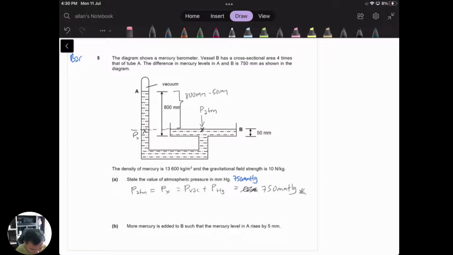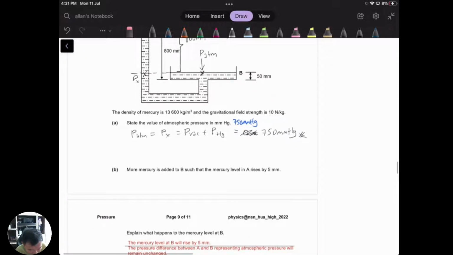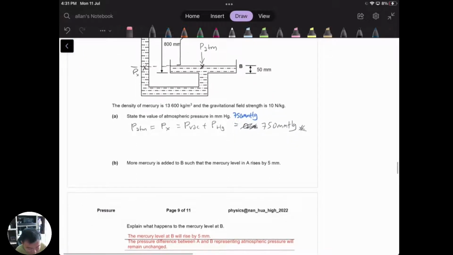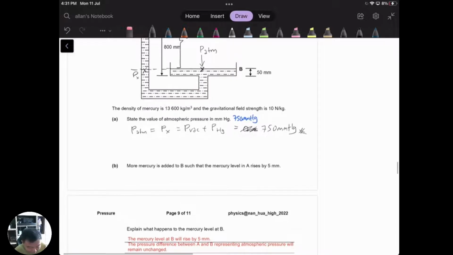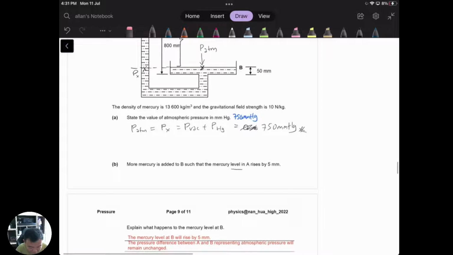Alright. Now, in part B, if we add more mercury into the area B, just by simply pouring more mercury inside, what will happen is this. The mercury level at B will definitely increase. Okay, so if you are being told that the mercury level in A rises by 5 mm, the mercury level at B will also rise by 5 mm.